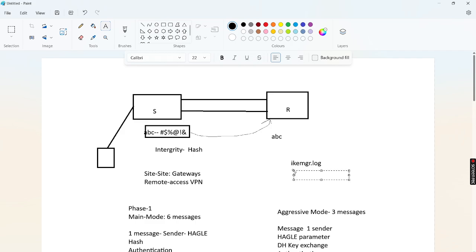Apart from this, we can see the IPsec logs as well in the system logs. We have the system logs in the monitor tab, where we can see them.